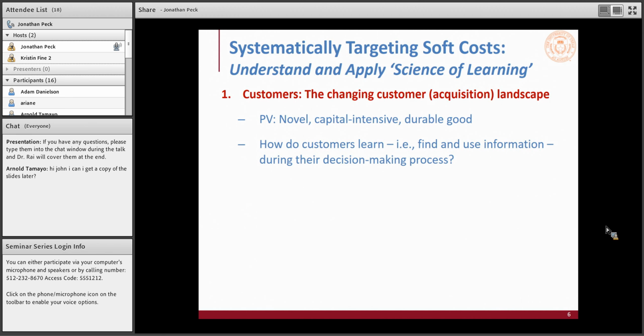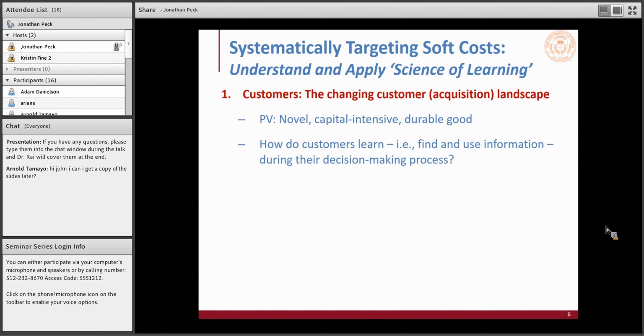It's also capital intensive, requires $10,000, $15,000, $20,000 easily. It's a durable good, so it's expected to last 15, 20, 25 years. And that means more likely than not, we're not going to have a repeat purchase experience. All these things put together, it's a very unique type of product, a technology that has important implications for how the customer engages with the information that is needed in helping them make this decision.